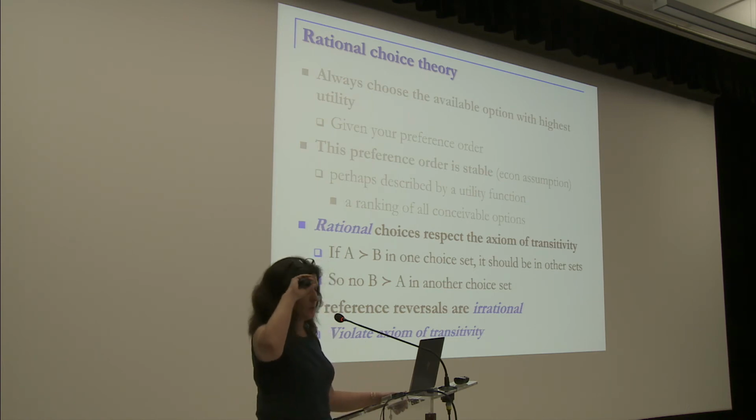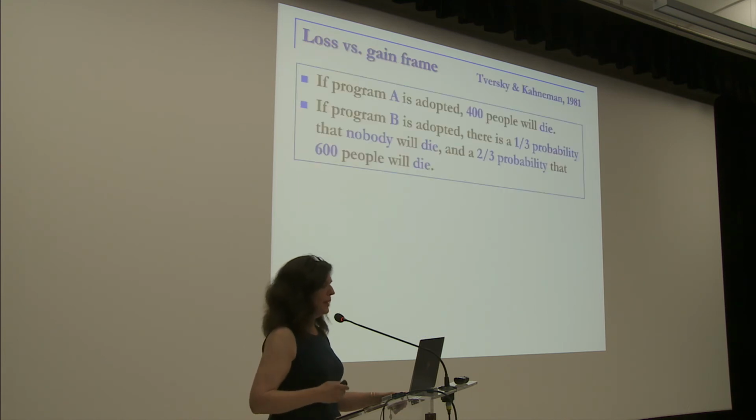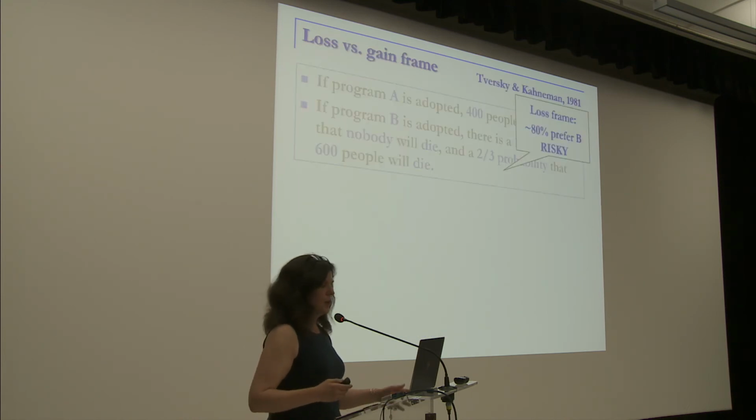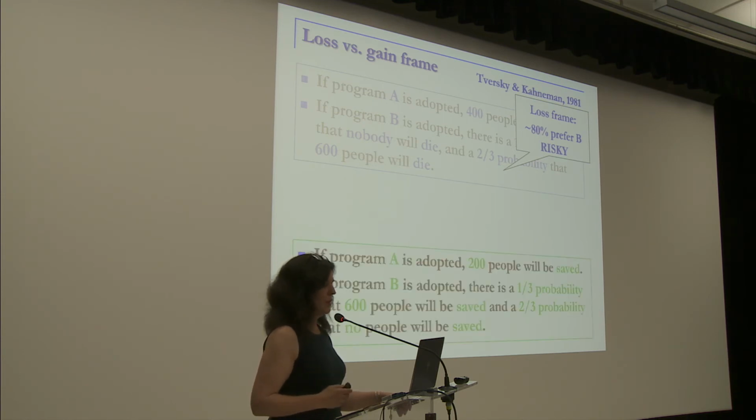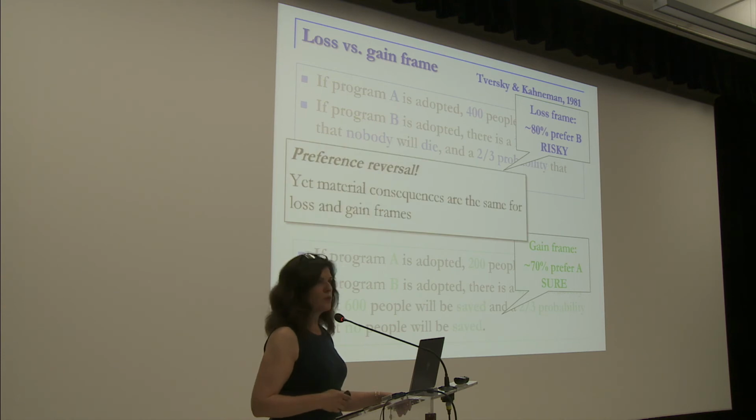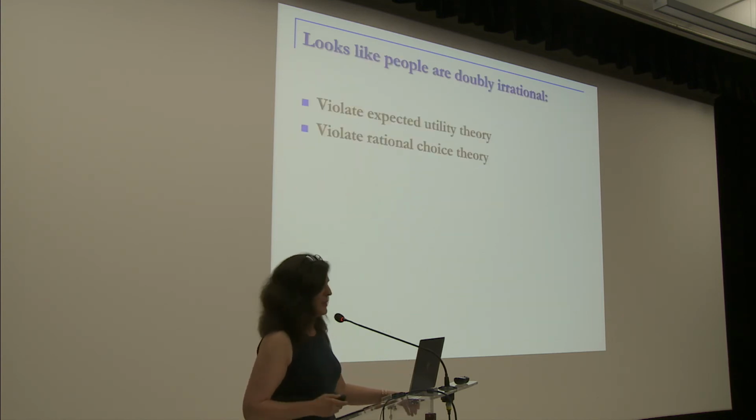That's the argument. Okay. The loss frame, 80% prefer the risky choice, but do they also in the gain frame? No. 70% prefer the sure choice. That's a preference reversal, even though the material consequences are the same whether you put it in terms of loss or gain. This violates expected utility theory. It violates rational choice theory. It looks like people are doubly irrational.